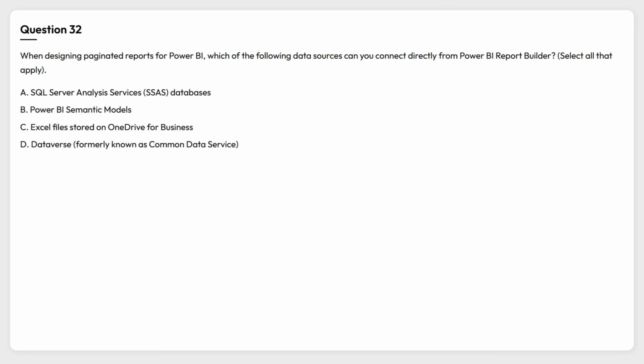Question number 32. When designing paginated reports for Power BI, which of the following data sources can you connect directly from Power BI Report Builder? Option A. SQL Server Analysis Services (SSAS) databases. Option B. Power BI Semantic Models. Option C. Excel files stored on OneDrive for Business. Option D. Dataverse, formerly known as Common Data Service.